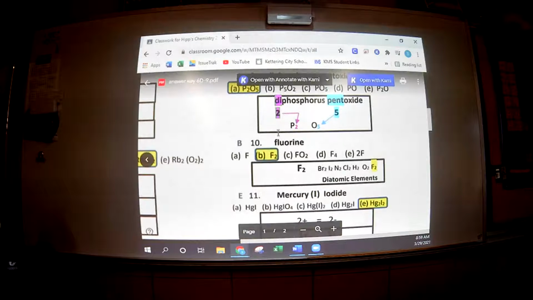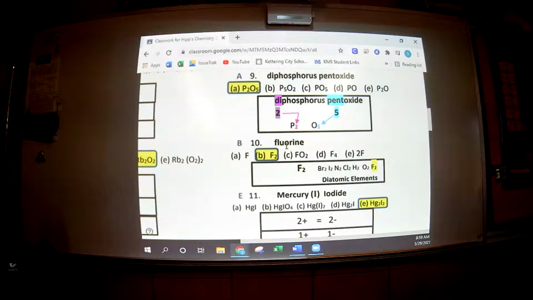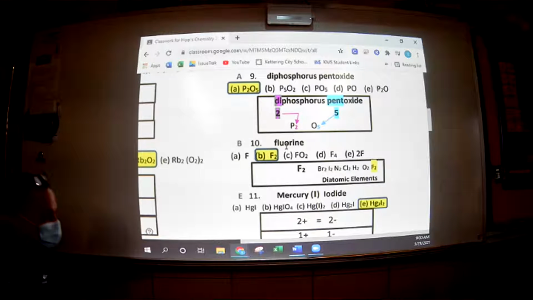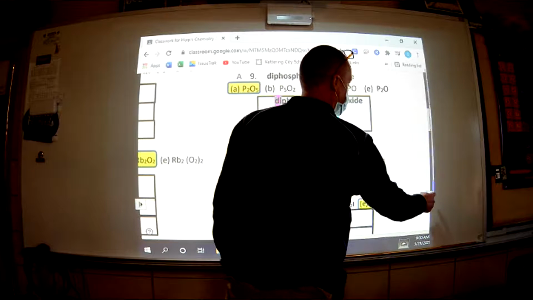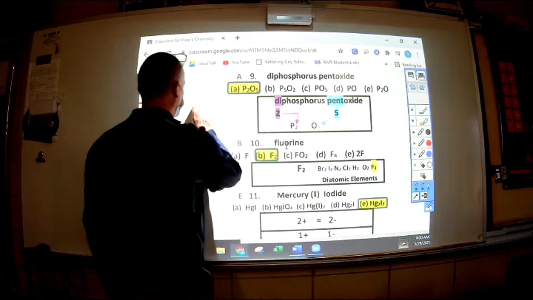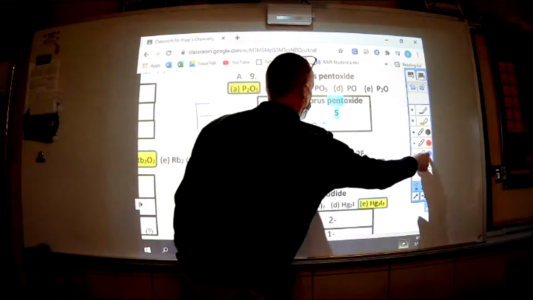They want us to write the formula for fluorine, not the symbol for fluorine. The symbol for fluorine is F, but you never have fluorine by itself. It always joins up with another fluorine. Why will fluorine always join up with another fluorine? Here's a fluorine. If we draw the atom fluorine, it would look something like this.